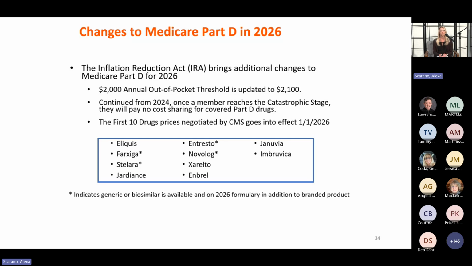So I've highlighted those for you: Eliquis, Farxiga, Stelara, Jardiance, Entresto, Novolog, Xarelto, Enbrel, Januvia, and Imbruvica. The asterisks there on the Farxiga, Stelara, Entresto, and Novolog indicate that there is either the generic or a biosimilar also available on the 2026 formulary.